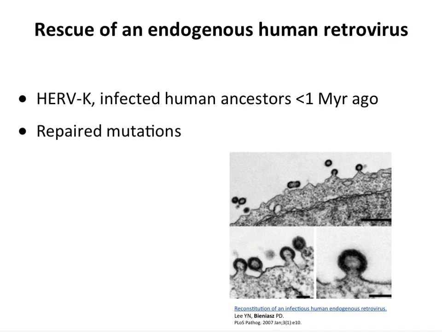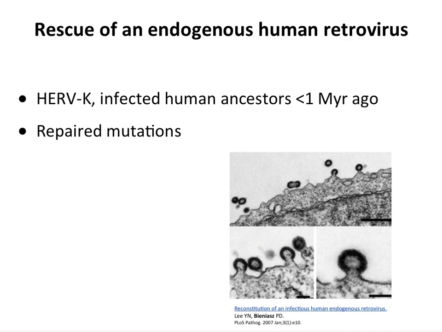And very recently, someone repaired all the mutations in one of these endogenous retroviruses. So this is HERV-K. This is probably the most recent endogenous retrovirus that went into us about 1 million years ago. Obviously not Homo sapiens, but our ancestors. By the sequence, you can estimate that it infected a precursor of Homo sapiens about 1 million years ago. So it's the least genetically mutated of all the endogenous retroviruses that we had.